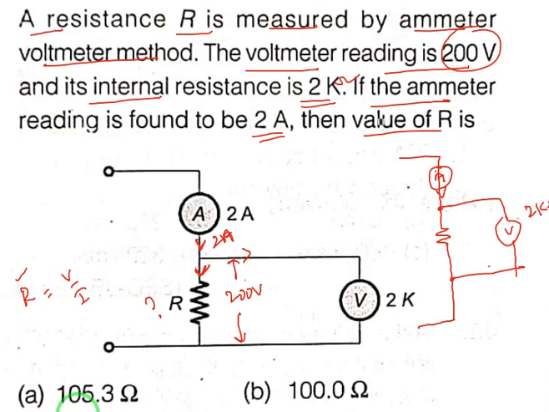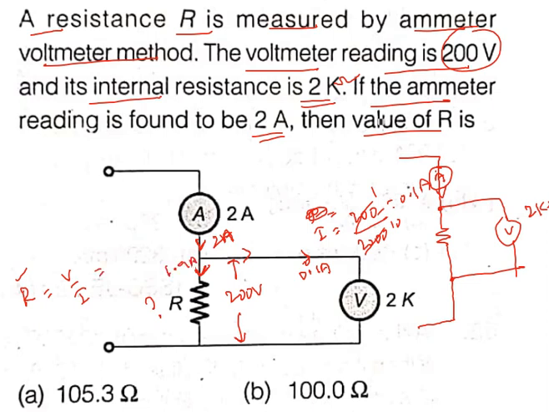Due to the voltmeter, how much current is it consuming? I equals V by R. The voltage is 200 volts, we know that. 200 by the internal resistance, that is 2000. Simplify this, you get 1 by 10, that is 0.1 amp. So 0.1 amp is flowing through this voltmeter. The remaining current has to flow through this resistor. 2 minus 0.1, what do you get? 1.9. So 1.9 amps is flowing through this.